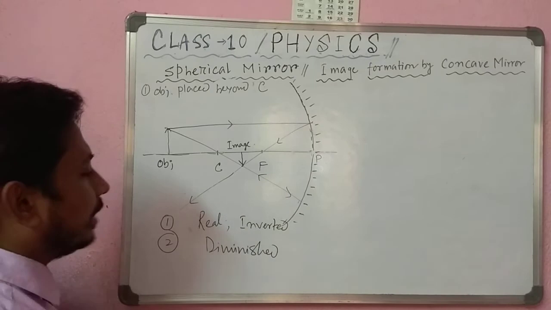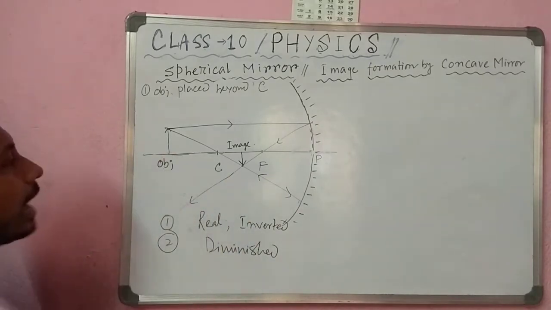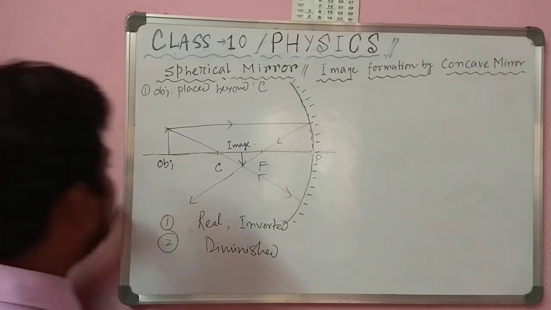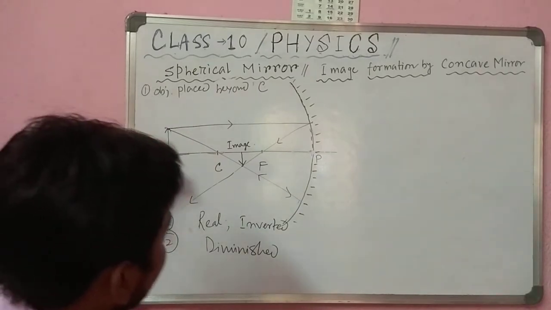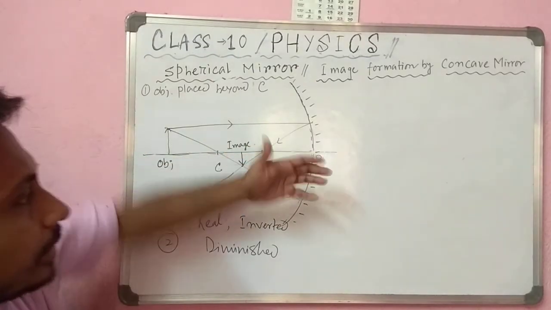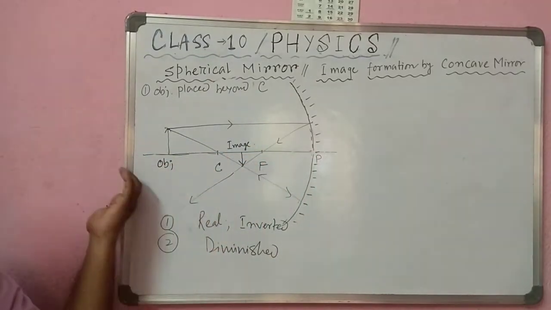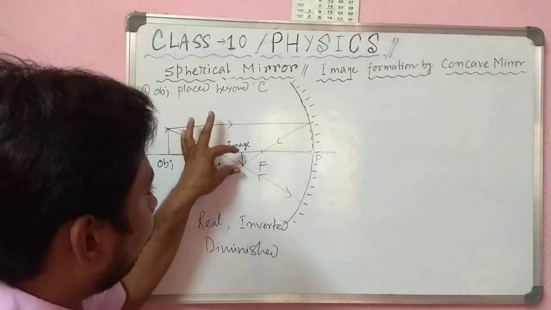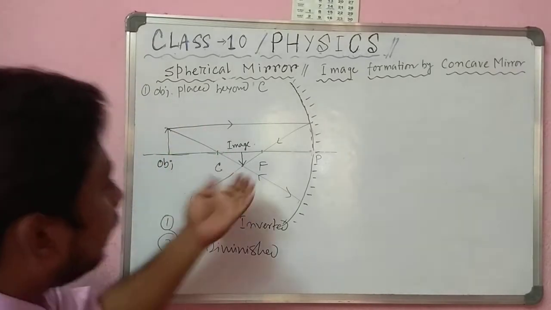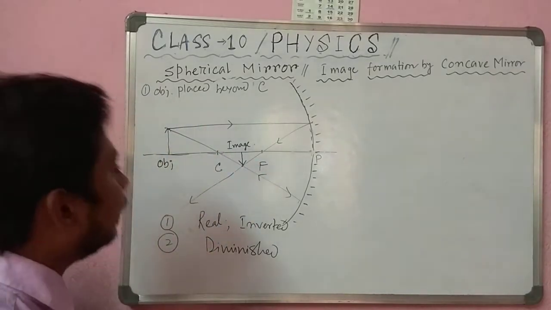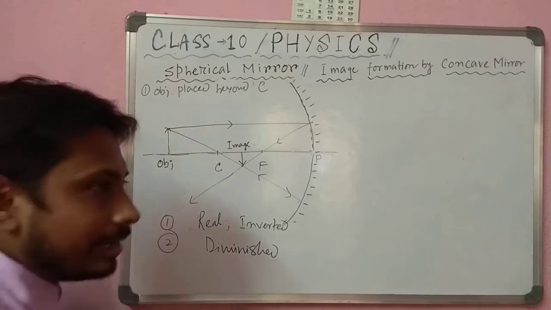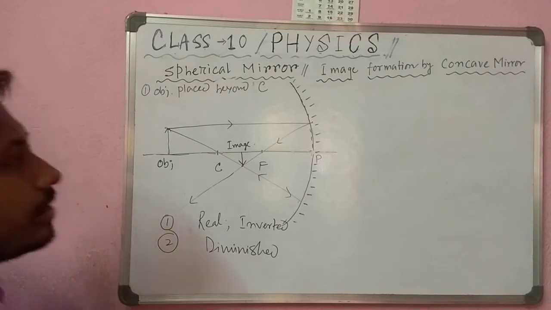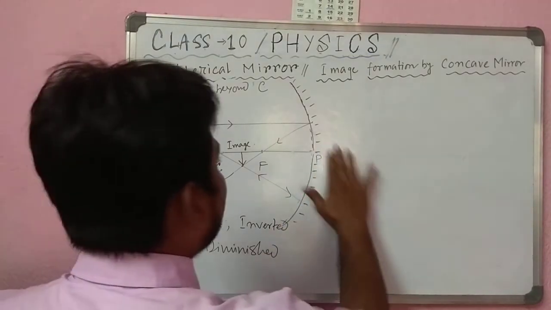Diminished means a smaller image than the object, and it is placed between the center of curvature and focus. Student, you can see that if the object moves towards the spherical mirror, the image will go away from the spherical mirror, and the first image formed is diminished, the second one will be slightly larger, slightly bigger, and so on. So our second drawing, student, drawing number 2.